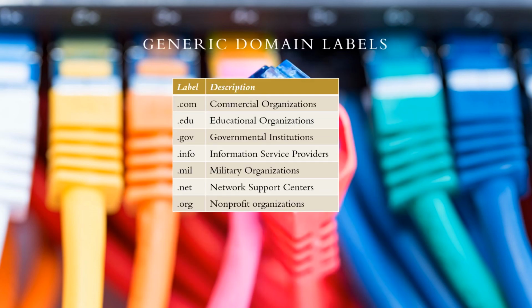This table lists some of the famous generic domain labels. For example, .com is used for commercial organizations, .edu for educational institutions, .net for network support centers, and .org for non-profit organizations. There is also a country domain category which uses two-character country abbreviation like .us for the United States and .ca for Canada.